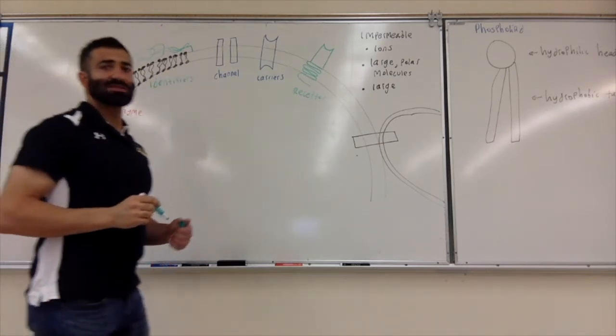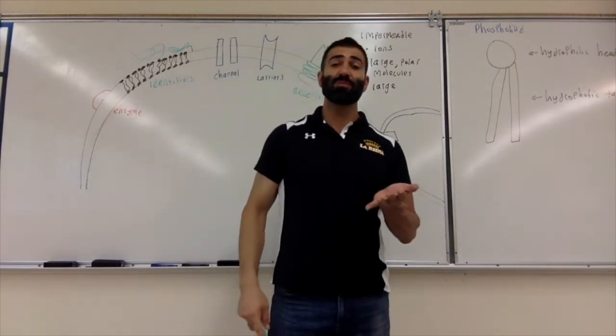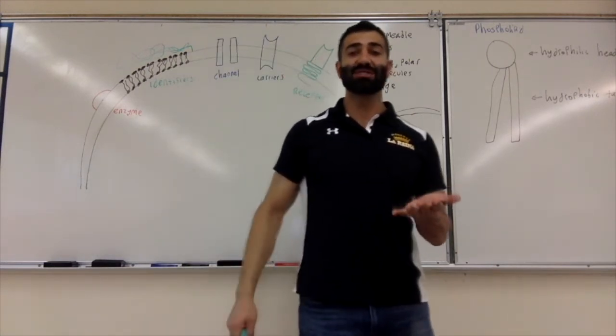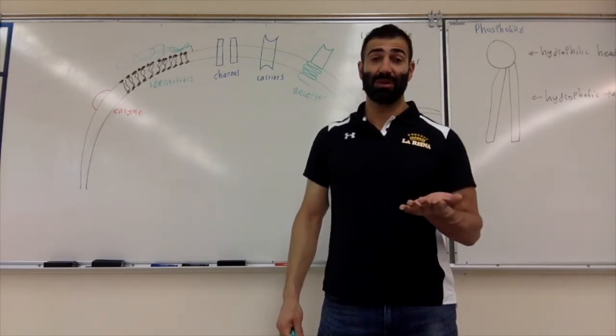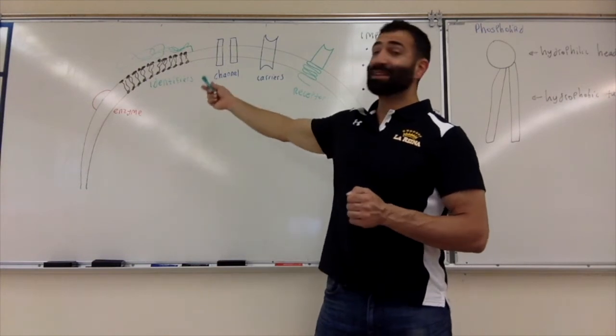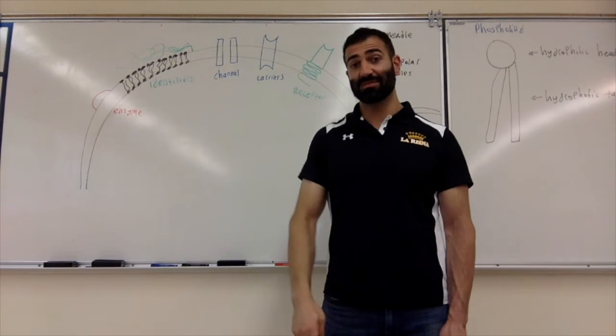These identifiers are important because our immune system, when we are born, has to learn what belongs in our body and what doesn't belong in our body. And it does so by learning what type of identifiers are present on our cells.